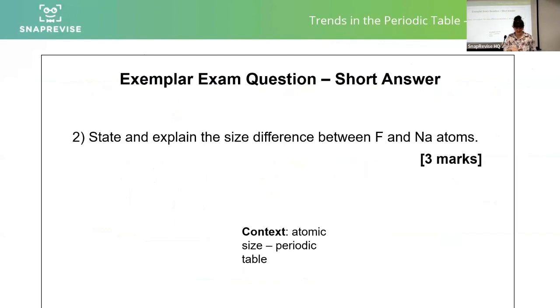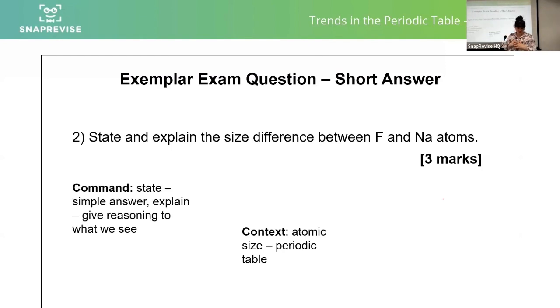My command word is state and explain. I've got two, so the likelihood is we're going to get this 3-mark question: 1 mark for the statement and 2 for the explain. It's important to think about that because you want to make sure that your explanation includes 2 markable points. If you've only given 1 part of an explanation, you can only get 1 mark for the explain part, so you'd lose a mark. So make sure that your explain has got 2 awardable pieces of information. State is a simple answer; explain, give reasoning. And then specifically, it's between fluorine and sodium.